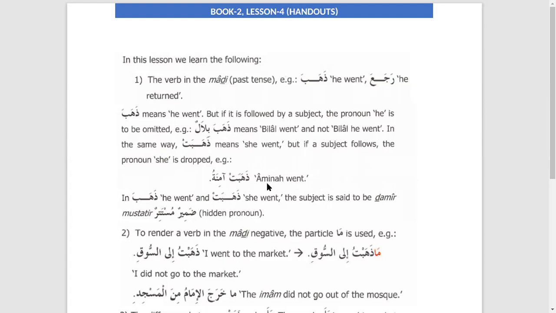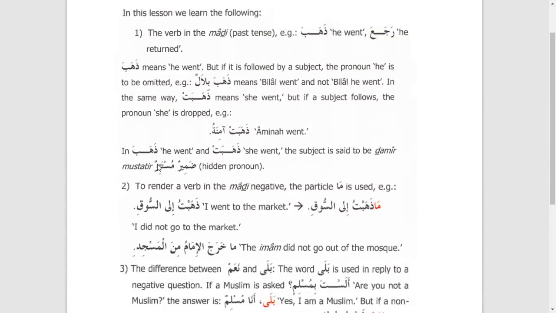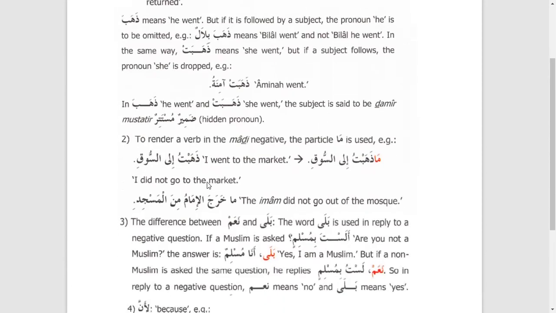So dhahabat Aminatu, Amina went. In dhahaba he went and dhahabat she went, the subject is said to be dhamir mustatir, hidden pronoun. So the pronoun is there and it is a hidden pronoun. Sometimes it becomes active and sometimes it becomes inactive. As you mentioned, Irfan, when we say he went, dhahaba, he is active now. But when we say dhahaba Bilalun, now Bilal is active and he becomes inactive.